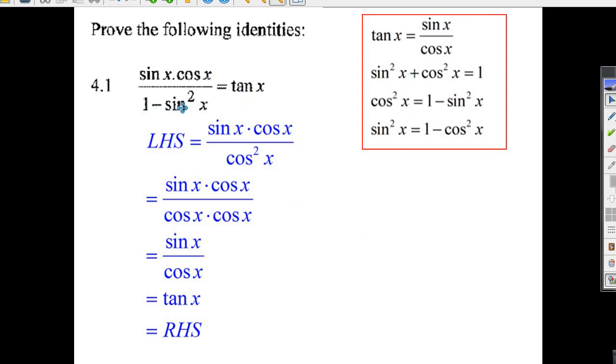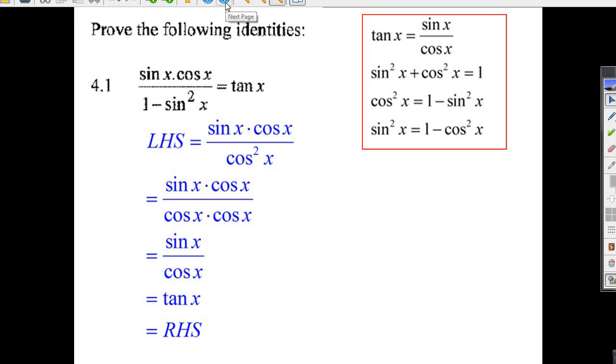Now, look at this here. 1 minus sine squared is equal to cos squared, so I can rub it out and put cos squared, and they give you a mark for that. But cos squared means cos x times cos x. Now look at this: cos x divided by cos x is 1, and we're just left with sine x over cos x. But sine x over cos x equals tan x, so you write that equals tan x, and that is equal to the right-hand side. That's the form you have to do, and that's how it works.